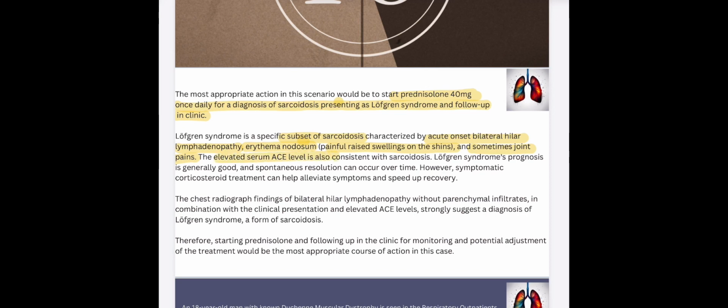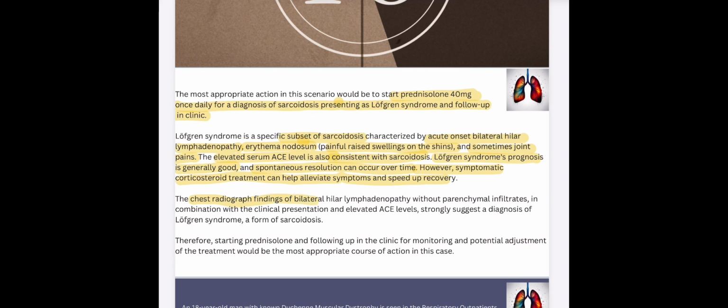Elevated serum ACE level is also consistent with the diagnosis of sarcoidosis. Lofgren syndrome prognosis is generally good and a spontaneous resolution can occur over time. However, symptomatic corticosteroid treatment can help to alleviate the symptoms and speed up recovery.